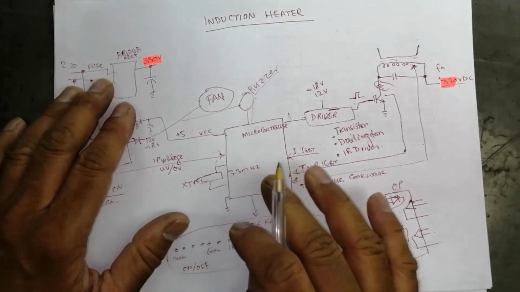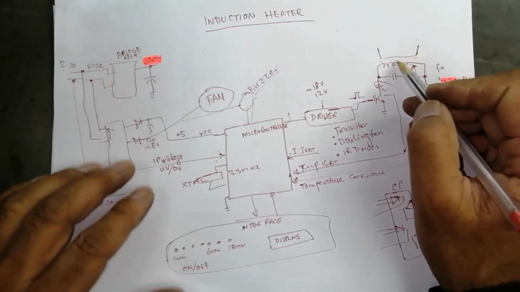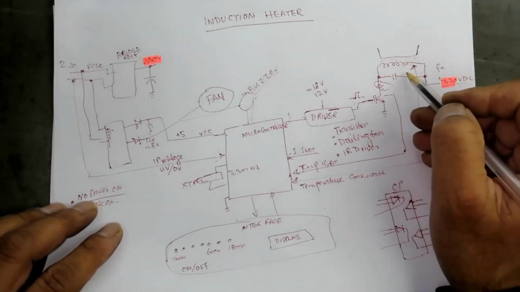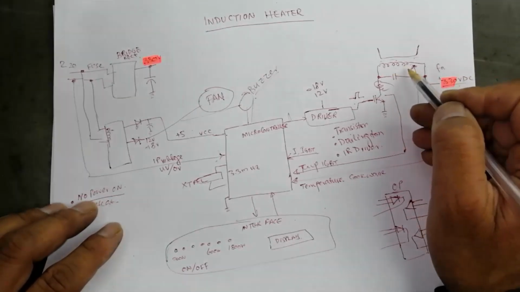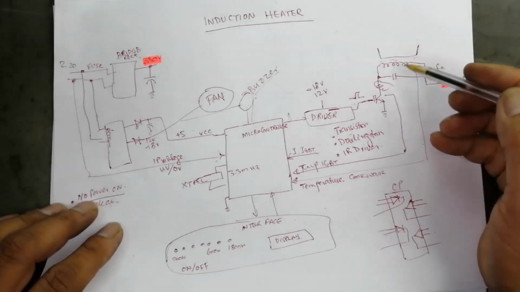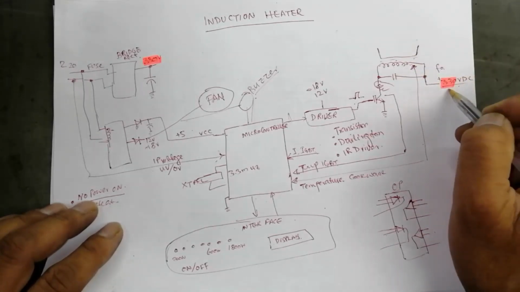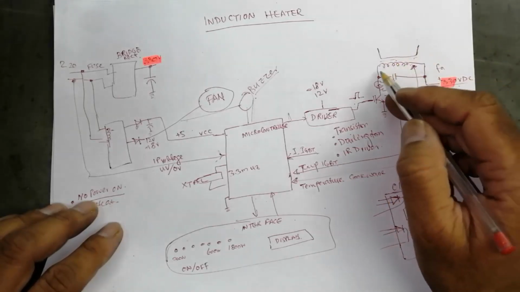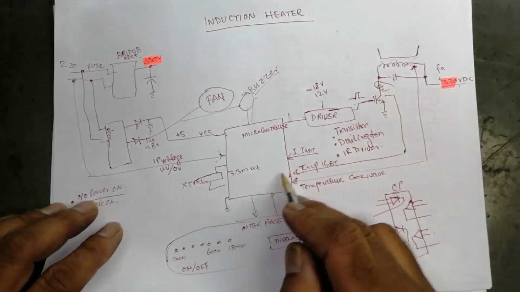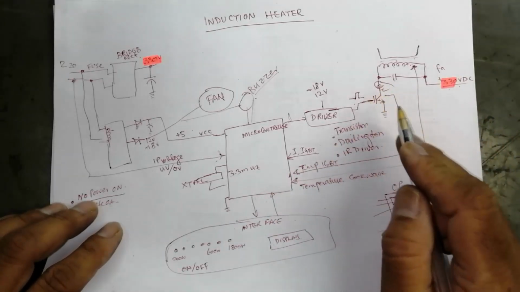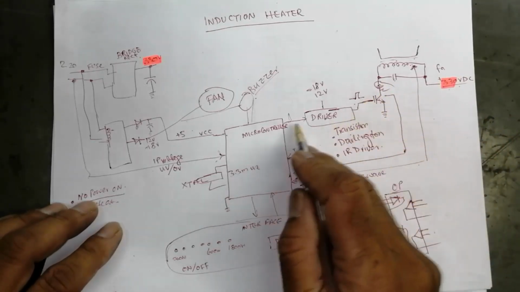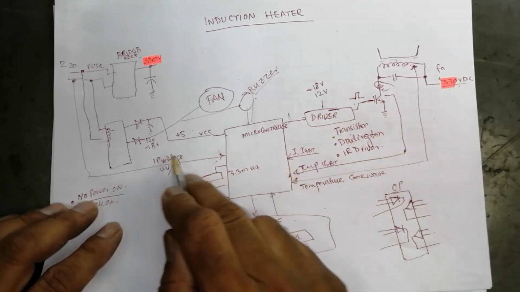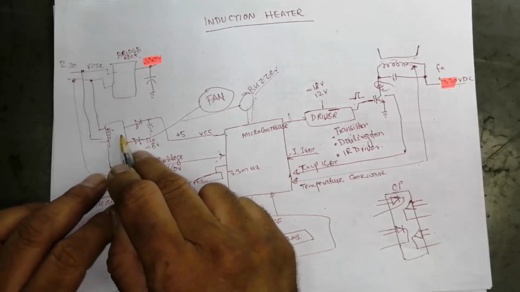In this system we studied, we have a coil and we have a capacitor which make a resonant circuit. Resonant frequency is determined by inductive reactance and capacitive reactance, and it is driven by an IGBT. The IGBT takes a drive signal through a driver connected to a microcontroller, which takes VCC from this local power supply.